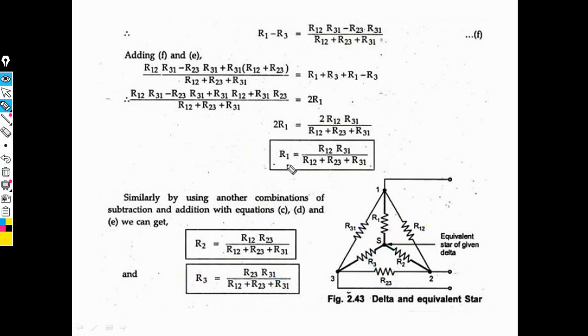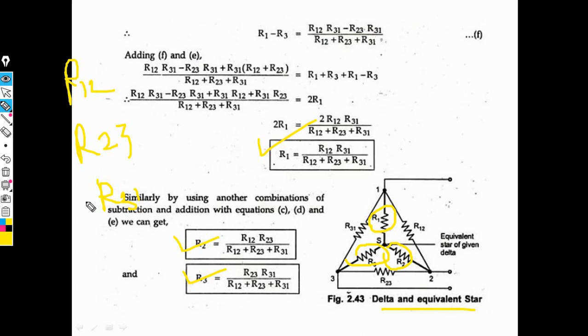Okay, now this is for the value of resistance, that is we obtained R1, R2 and R3. Okay, now this is the phenomenon of delta to star. That is, we have obtained the values of R1, R2 and R3 with the help of R12, R23 and R31. This is the phenomenon of delta to star equivalent.